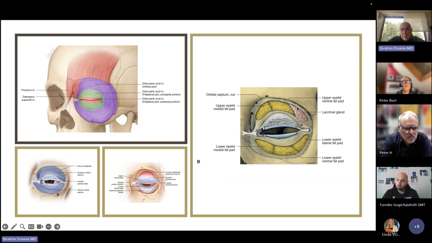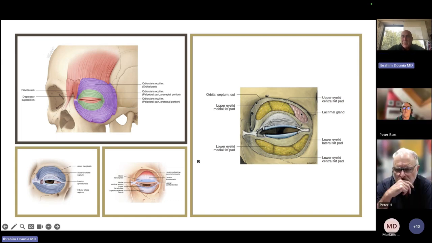We go inside, we have the septum, and then we have the fat. We have two fat pads in the upper eyelid, three fat tissues in the lower eyelid. And this is our lacrimal gland, which is in the upper lateral part of the upper eyelid. This secretes the normal tears, which is water, and not the exact tears that we need.